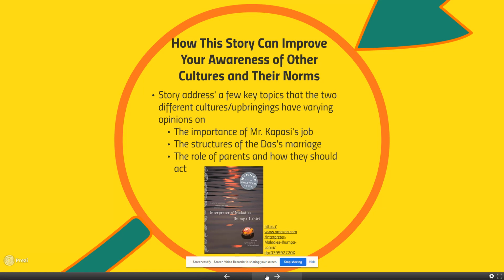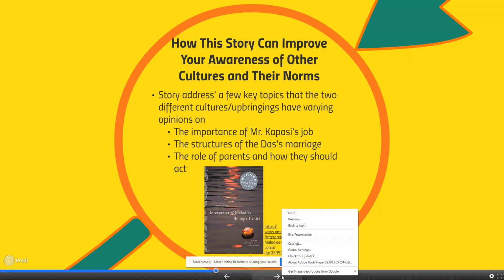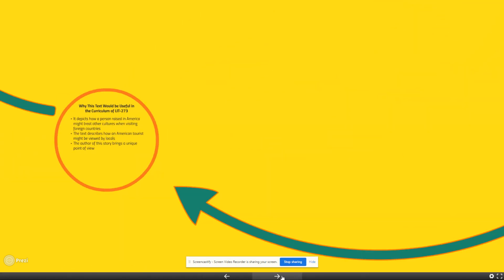And then the role of the parents and how they should act confuses Mr. Kapasi because he sees the parents in the story as more of siblings because they don't really discipline their kids and they don't parent the way Mr. Kapasi thinks they should.